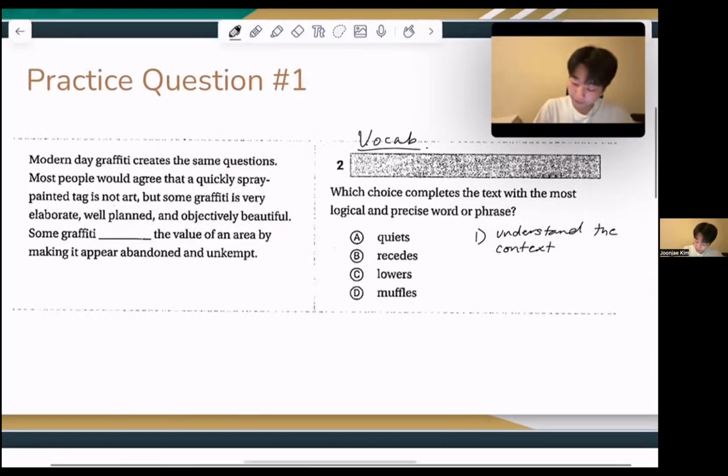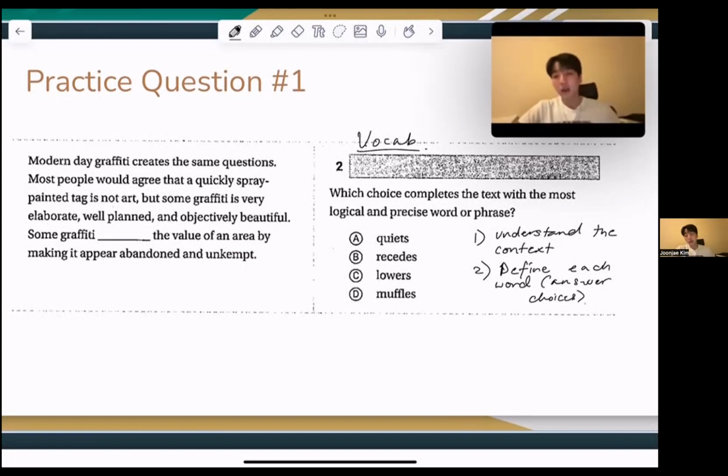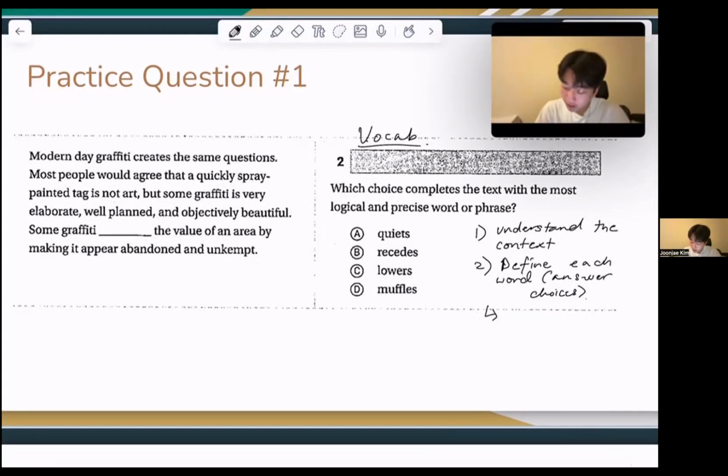Second, define each word in what? The answer choices. Now, in this case, we're not only defining it, but we're also saying whether or not they will actually fit into the blank space. So in order to do that, there are multiple parts.